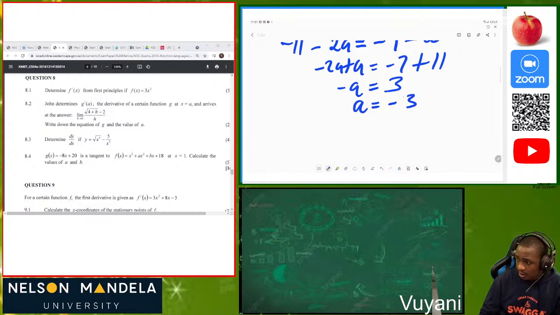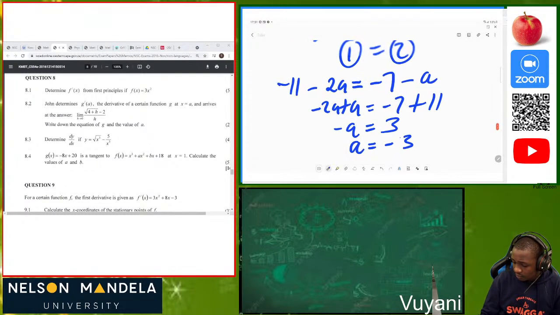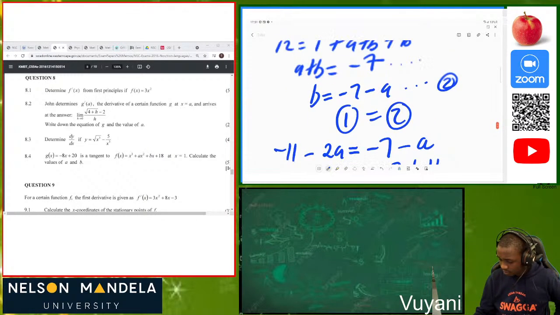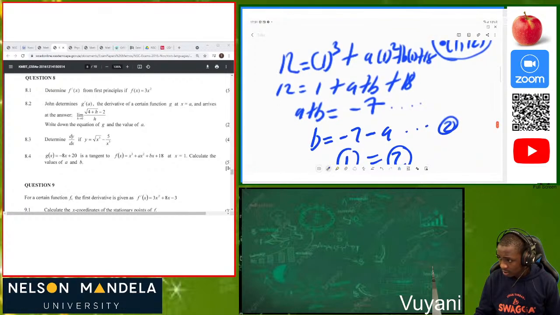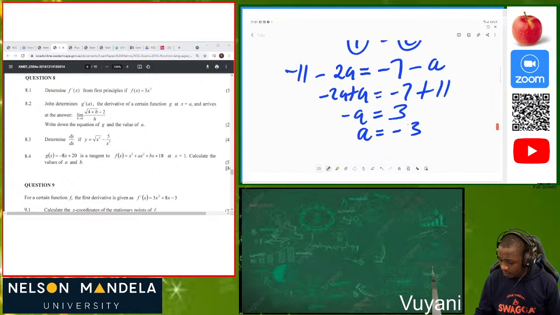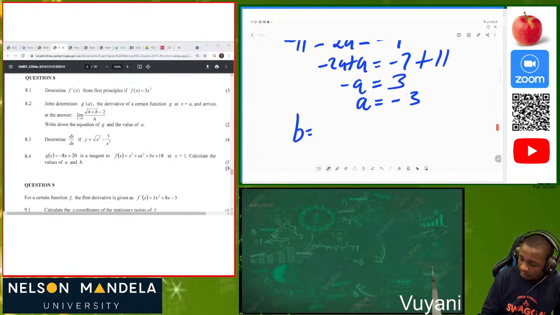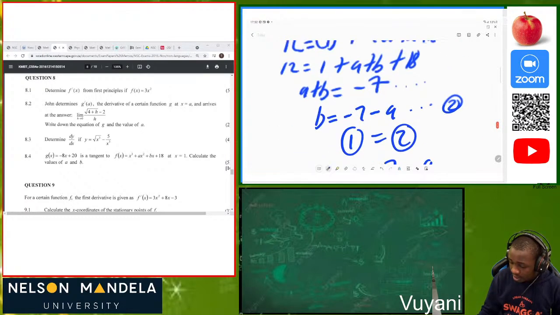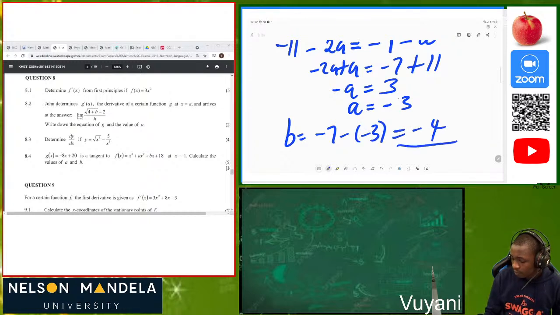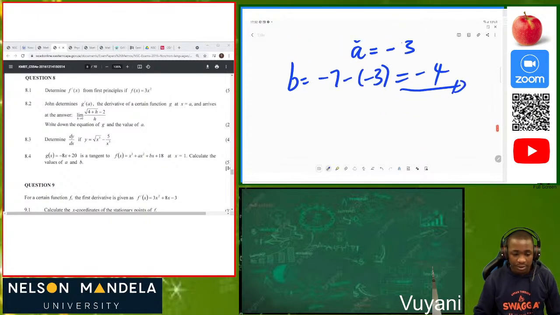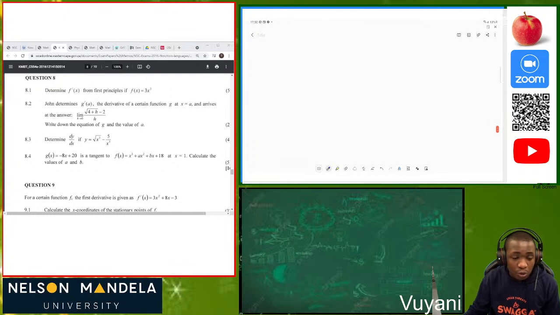Is it a? Negative 7 minus a. Yes. Then our b will be equal to negative 7 minus 3. Then we have negative 4. Then that will be our values. Okay, we are done with that.